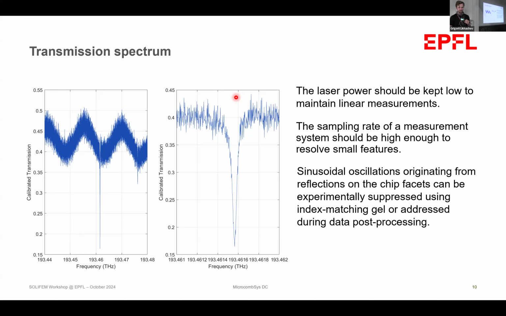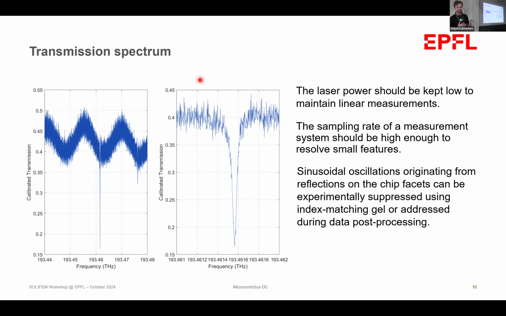And here you can see a half-processed example of the data trace. These sinusoidal oscillations, for example, just come from the reflections between chip faces, so just the input and output faces. They have some reflections, and they create some kind of Fabry-Perot cavity. And this is something that we can deal with in the experiment.